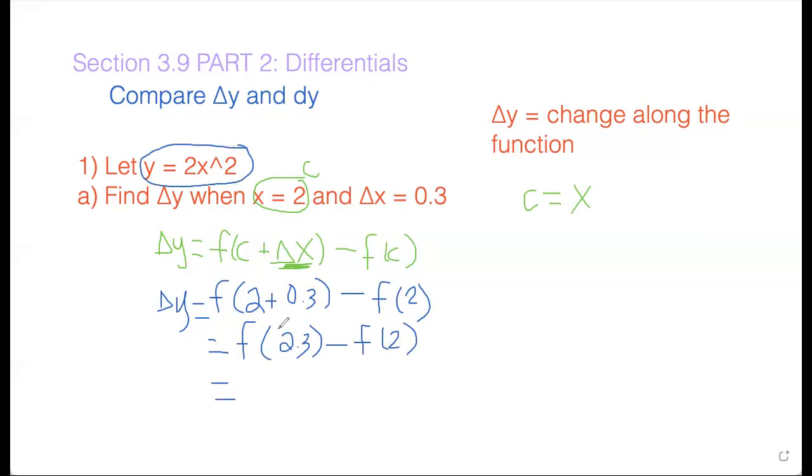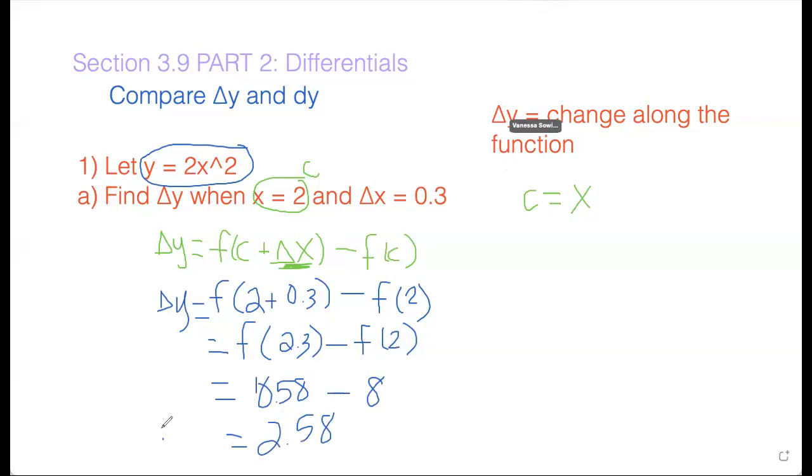I'll give you a second if you want to plug it in and check my math. When you plug in 2.3, you should get approximately 10.58. The function at just 2, I got 8. If you subtract those, you would get 2.58. So that represents the change in the function.